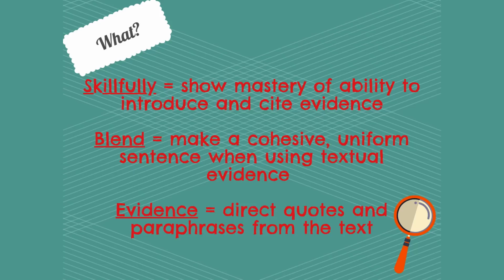Well, first of all, skillfully means to show mastery of your ability to introduce and cite your evidence. So really we're focusing on that mastery of that skill. When we talk about blending, we are really making a cohesive, uniform sentence when we're using textual evidence. So we're not all over the place. It's very cohesive. It makes a lot of sense. And then lastly, just to review, when I say evidence, I mean direct quotes. I mean paraphrases from the text. Okay, it can be either or, definitely should be both.